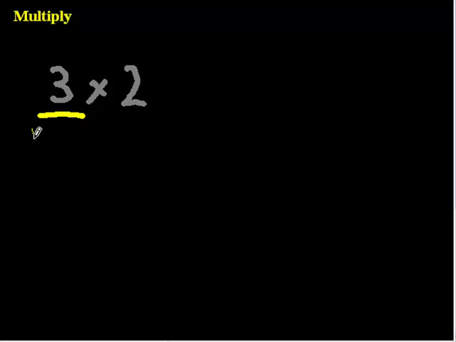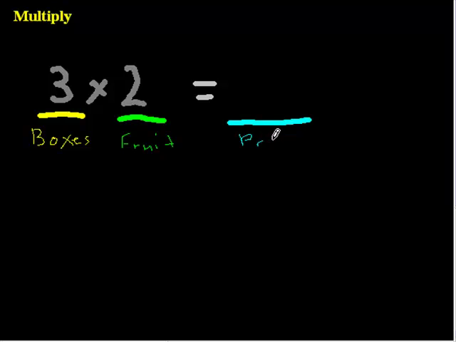I'm going to create an image here. I'm going to say the first numbers, the numbers underlined in yellow, are going to be boxes. And the second number, the numbers underlined in green, we'll call those fruits. And we'll say the final answer, and if you don't know it yet, that's okay, but the answers underlined in blue, we'll call the product.